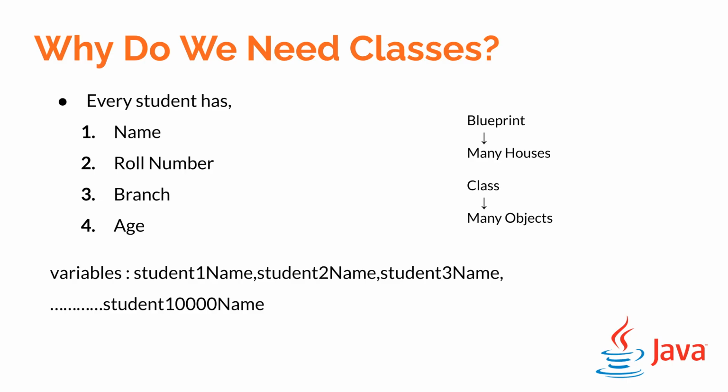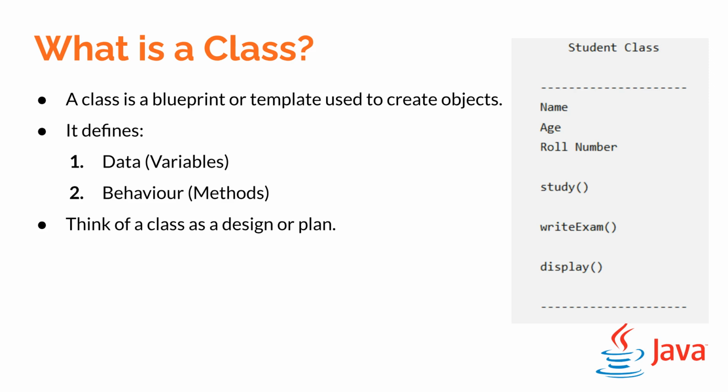Imagine a college has 10,000 students. Every student has name, roll number, branch, age. Can we create separate variables for every student? Student 1 name, student 2 name, student 1,000 name? Impossible. It becomes difficult to manage. We need a better solution. That solution is class. A class is a blueprint or template used to create objects. It defines data, variables, behavior, methods.